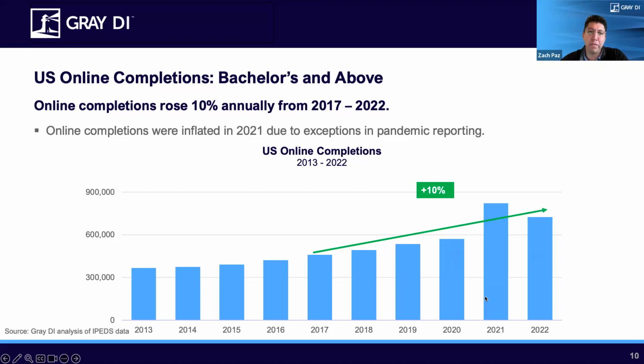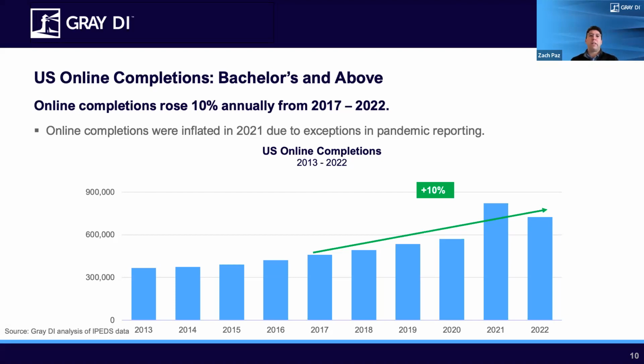And even if we remove 2021 out of here, we're seeing 10% growth in online completions from 2017. So overall completions are growing about 1% bachelor's and above. And we're seeing an estimate that online is continuing to grow even faster. All right, so that means vice versa for on ground, we're estimating is actually declining.